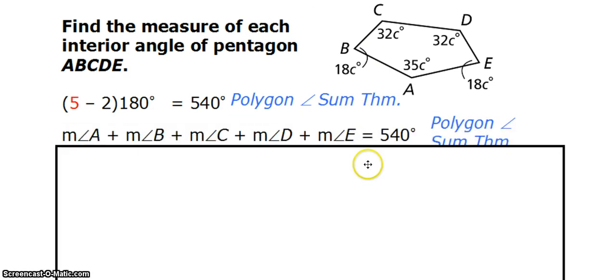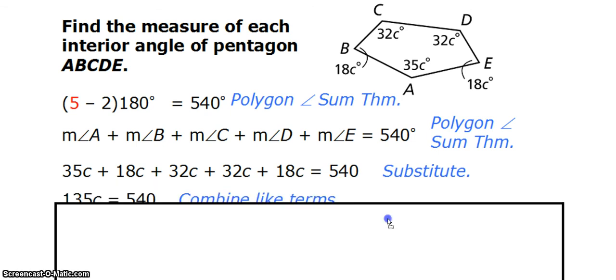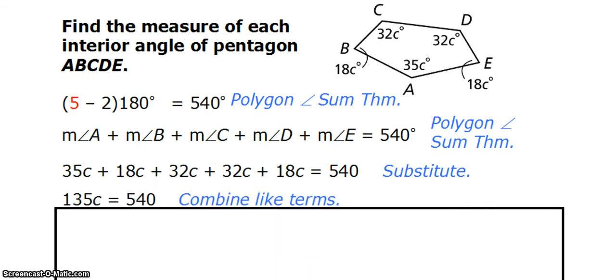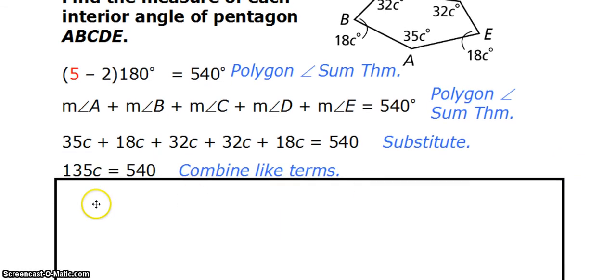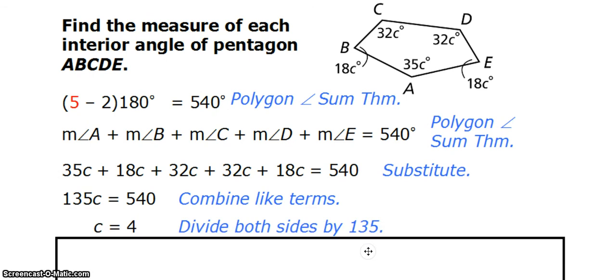When we sum all the angles, we should have 540. So when we substitute the given expressions for the angles, we have all these C's, don't we? So we're going to add 35C, 18C, 32C, 32C, 18C. When you do, you end up with 135 C's. Okay? And so to find C, we simply divide by 135, right? And when we do, we get C equals 4.